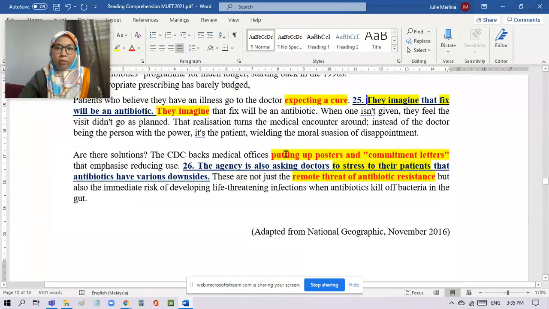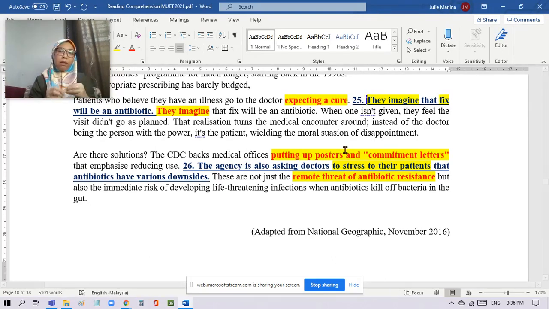Okay, the CDC backed medical officers putting up poster and commitment letters that emphasize reducing use. The agency is also asking doctors to stress to their patient that antibiotics have various downsides. So here, when you are talking about putting up poster, it's more on awareness. Okay, they wanted to tell you it is not good or it is good. And commitment letter would be, it is actually up to you. It is up to your own consequences. If you take the antibiotic, you are not responsible whatever that is happening to you.